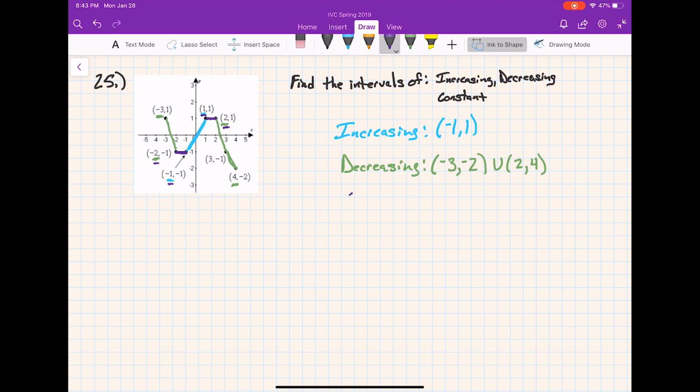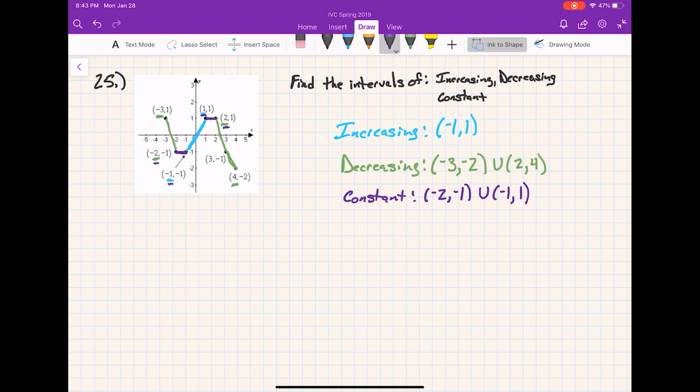They are still constants, so write down constant here. And we start at -2 to -1. And then we have that increasing gap. So again, we're going to put the union sign here. And then we have 1 to 2.